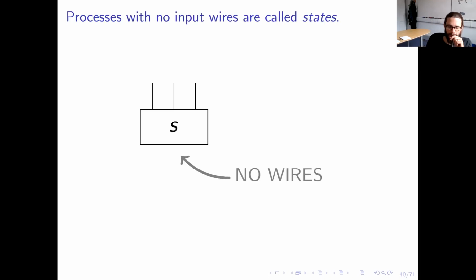The reason I talked about that is I want to talk about these processes which have no wires into them. We call these states. The way you can think about this is a process which is taking some systems, some particles or something, and setting them just to some state. So you could think, well, I've got some memory on my computer. I have a bit or something. I set it to 0. That's a state.